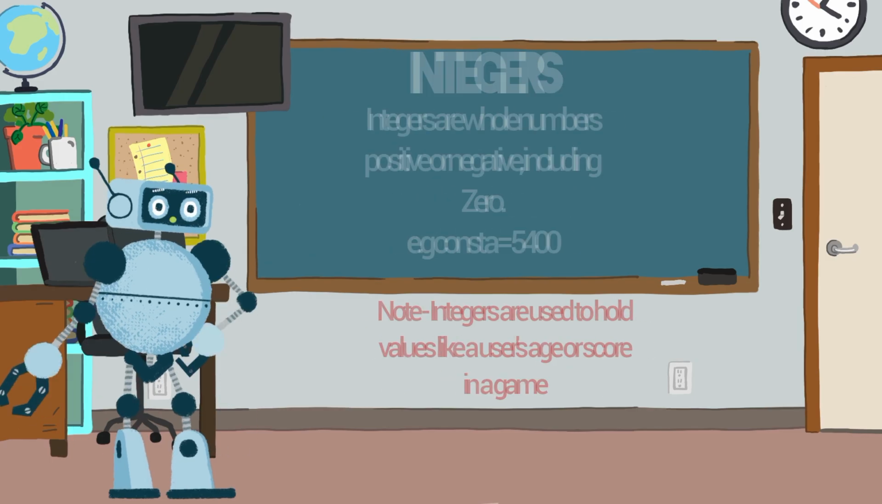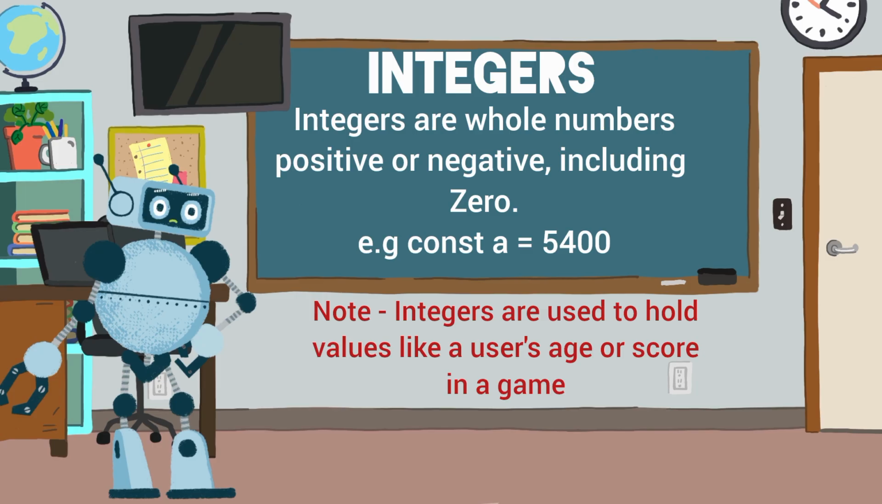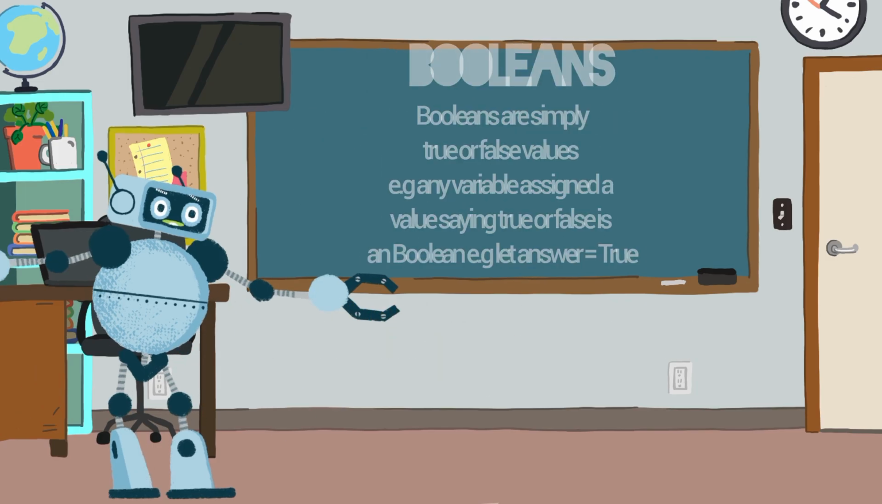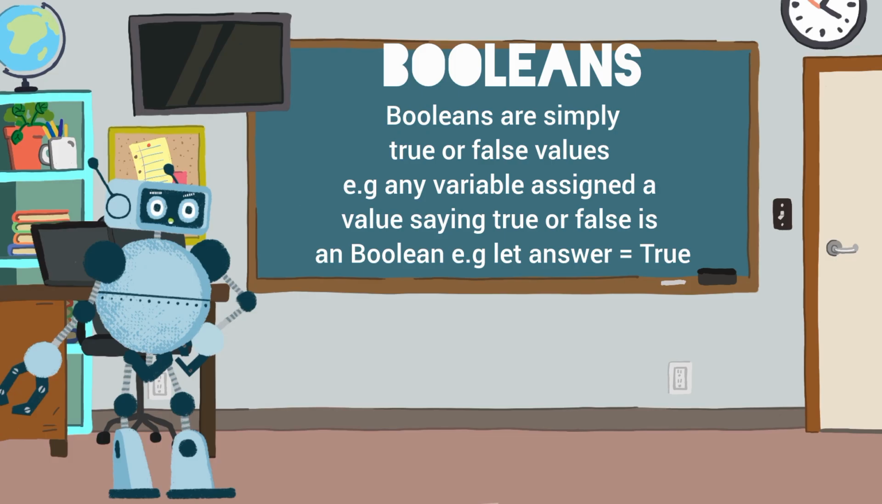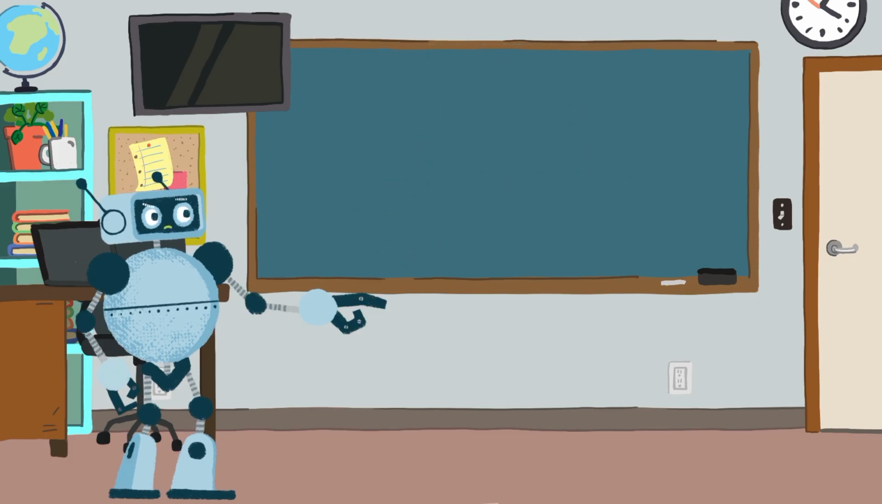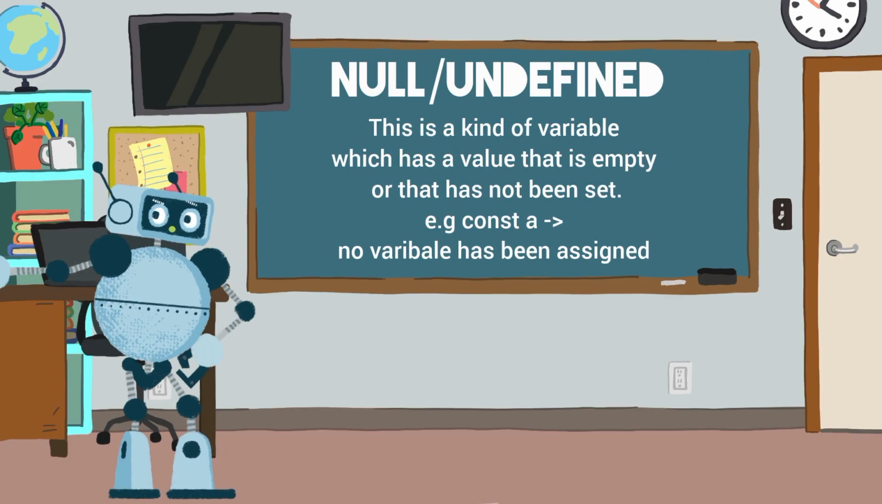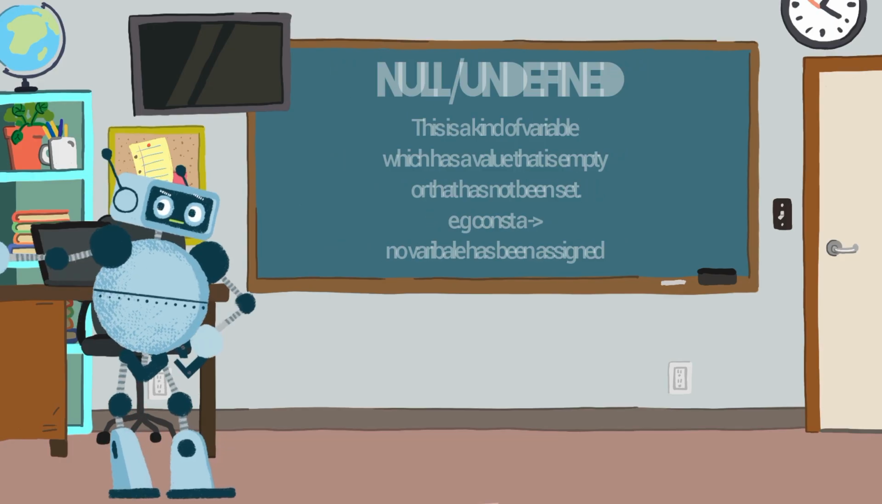Other data types include integers. These are whole numbers, positive or negative, including 0. Booleans. These are data types which equate to true or false. Floats. These are decimal numbers. And null or undefined. This is when a value is empty or hasn't been set yet.